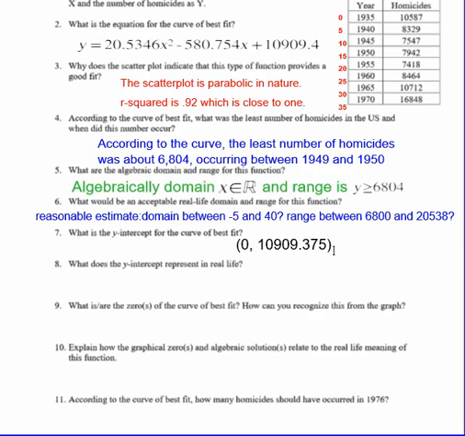So we've got our y-intercept, but what does that actually represent in real life? So in real life, we would say 0 is, of course, the year. So we're saying in 1935, the predicted number of homicides would be 10,909 approximately. The y-intercept represents in real life the predicted number of homicides in 1935, which is year 0.